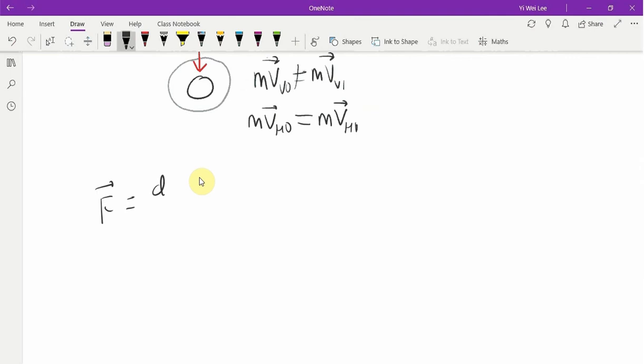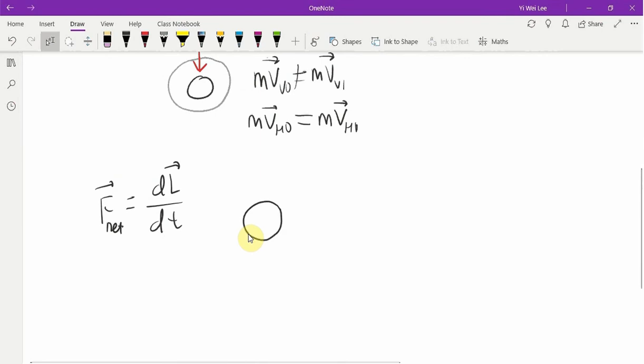So force is equal to dL/dt, where L is momentum, or just to be more exact, net force. Net force is the rate of change of momentum. So let's say I have a particle here, and I have another particle here. This particle moves at a reasonable speed, and it collides with this particle, which is at rest. After it collides, it bounces off.